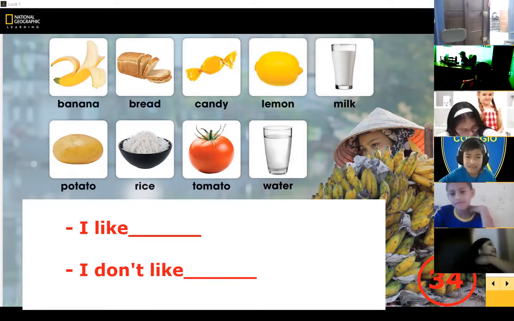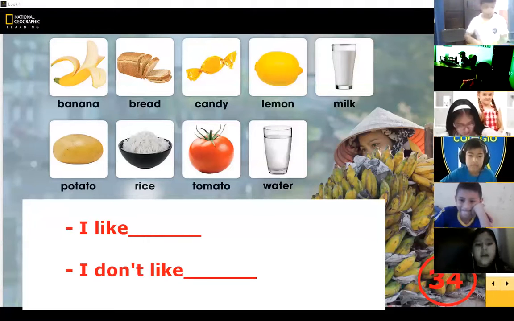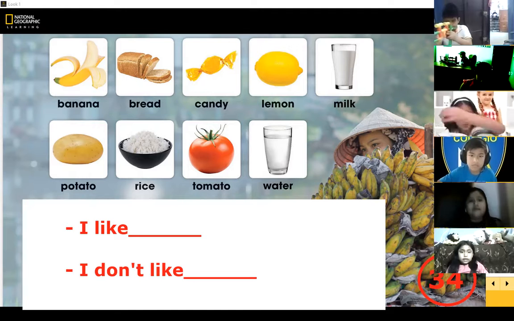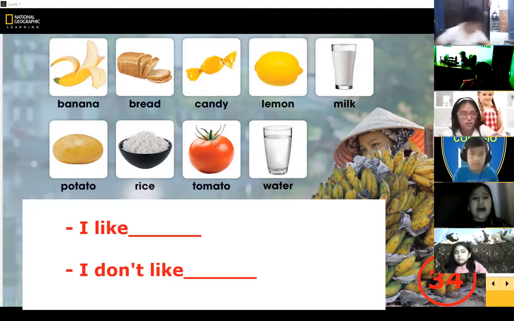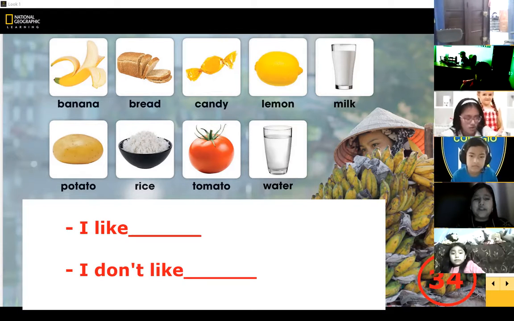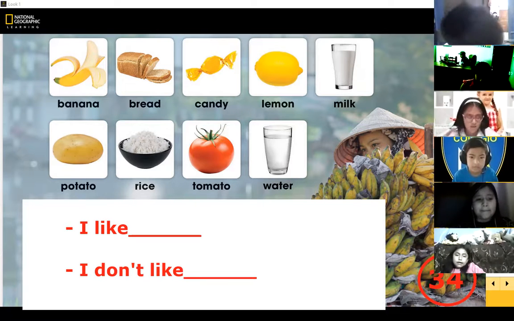Now, Damaris. Hello, Damaris. Hello, Professor. Okay, Damaris, please tell me your example. I like candy. I like potato. I don't like rice. I don't like tomato. Okay, very good, Damaris. Thank you very much. I don't like, right?